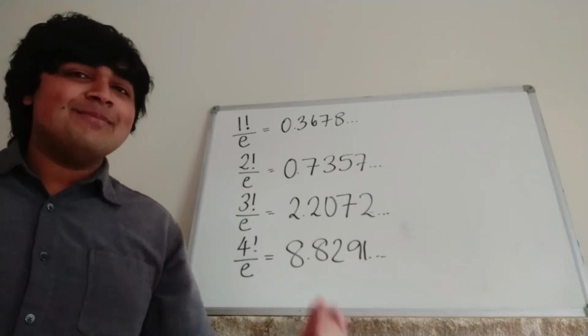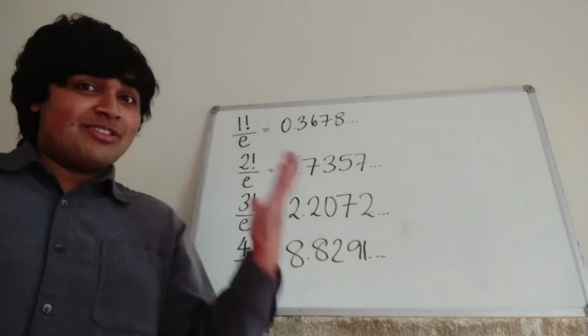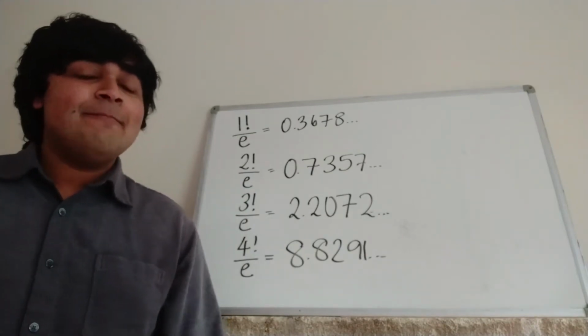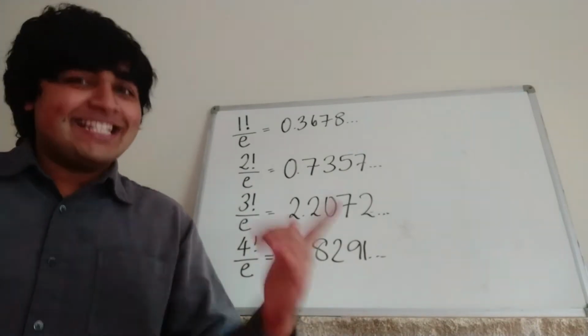Now all of those numbers are even. Now that's what the theorem is. I claim that this pattern continues. So the floor of n factorial over e is always even. Let's get stuck into a proof.